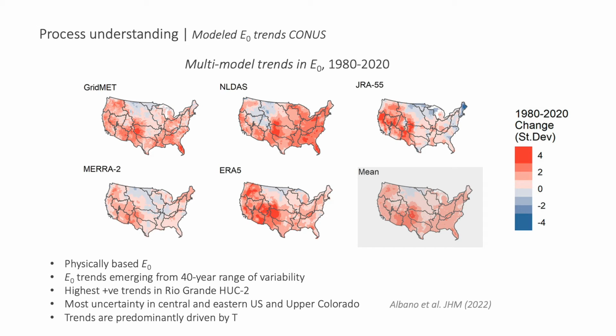And here we show the same analysis, but now presented in units of standard deviation. This shows us how far outside the range of variability the changes over the period are. You see that over much of CONUS, the trend signal is emerging from a 40-year range of variability.